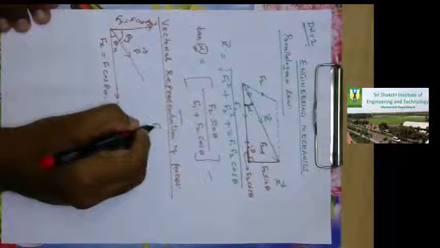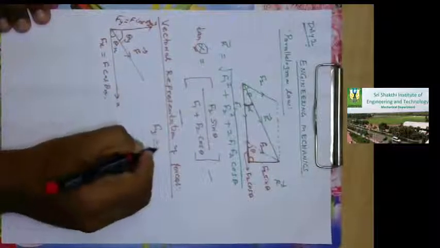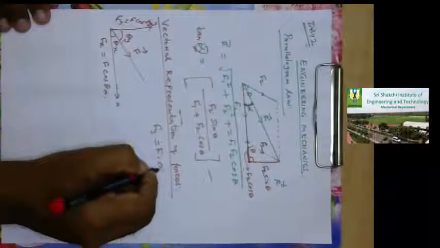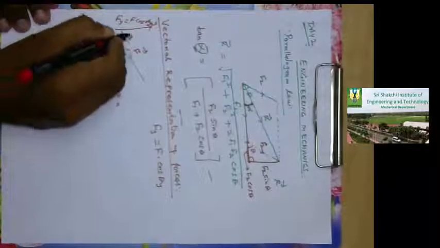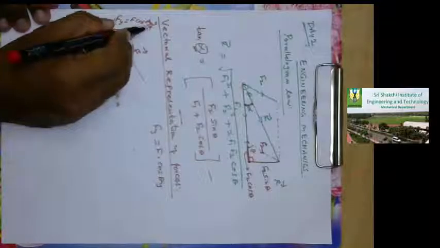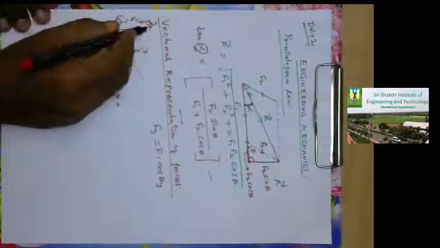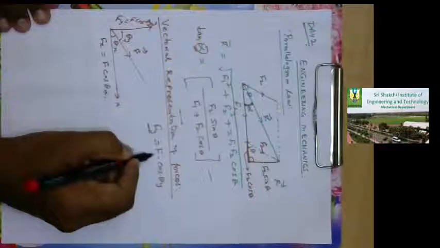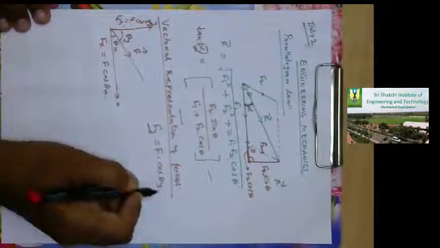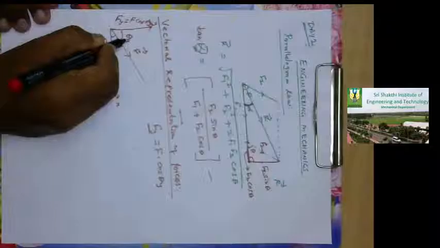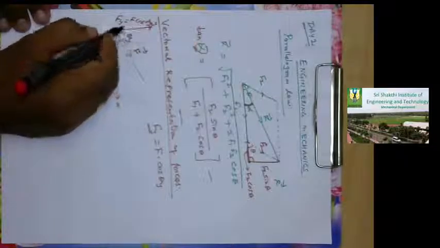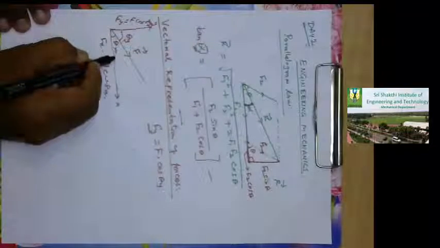I am writing it here. So Fy will be equivalent to F into cos theta y. I am taking this angle, and this value will be equivalent to this vertical component, F into cos theta y. Actually, the vertical component is F sin theta x. You know that sin of 90 minus theta is cos theta. In that way, if I take this angle, it will again be a cos.